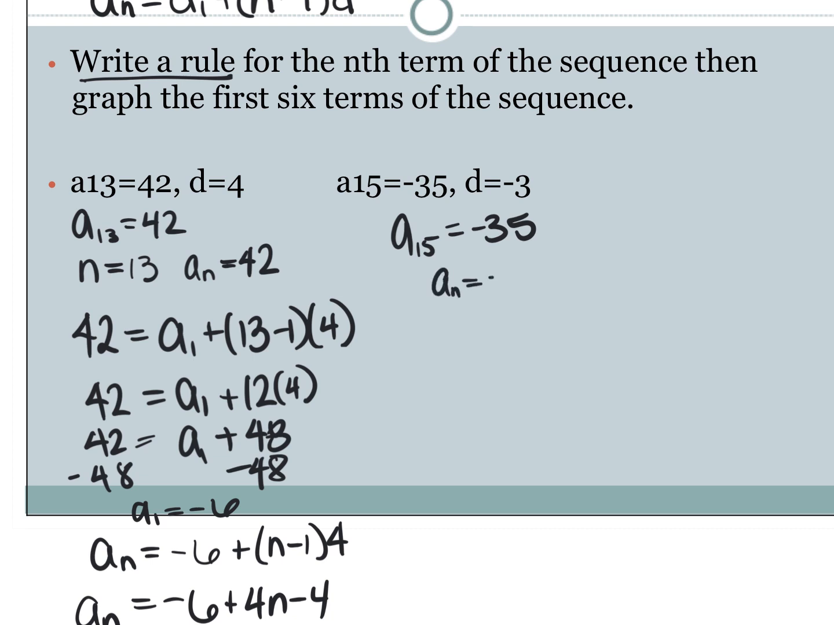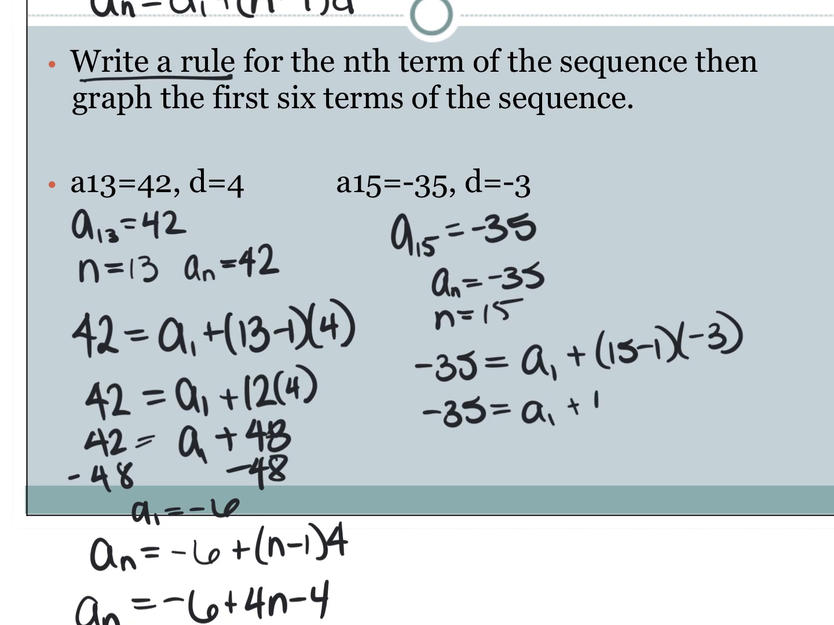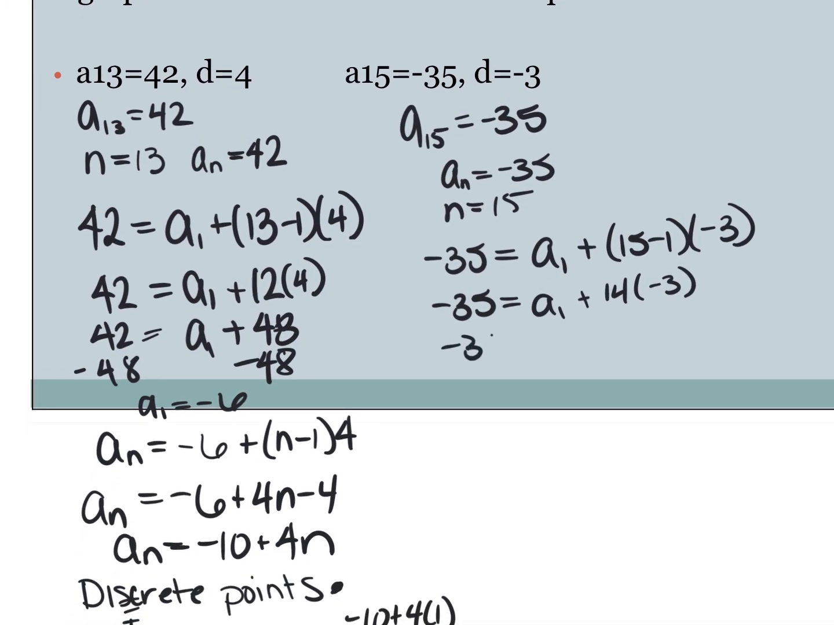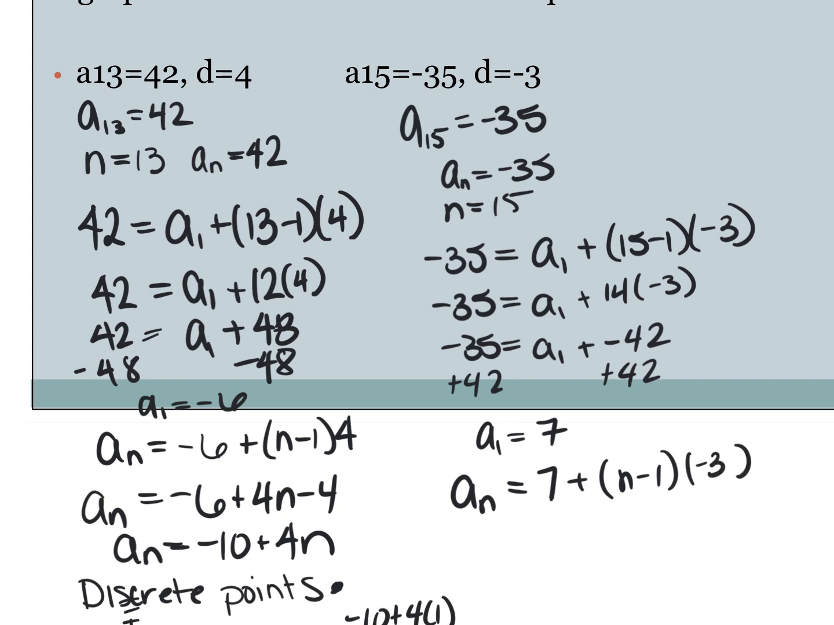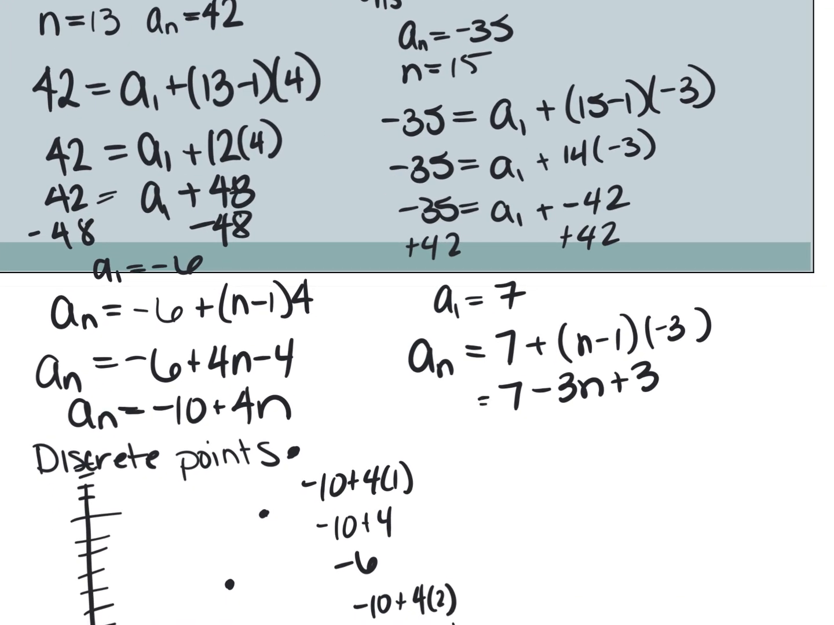So that means my AN is negative 35 and my N is 15. So negative 35 equals A1 plus 15 minus 1 times my D, which it says is negative 3. Negative 35 equals A1 plus 14 times negative 3. Negative 35 equals A1 plus, that's 30 plus 12, negative 42. We will add 42 to both sides, and A1 equals 7. So my rule for any term n is 7 plus n minus 1 times negative 3, which is 7 minus 3n plus 3. So AN equals 10 minus 3n.